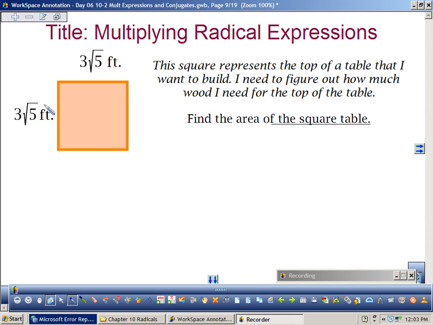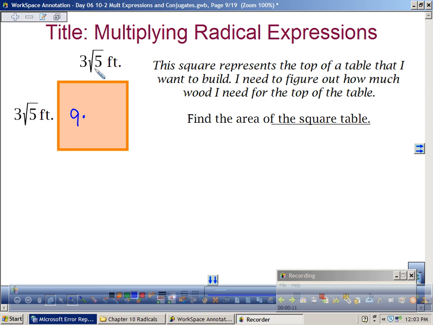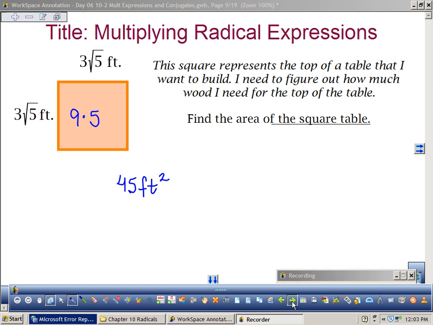Okay, so if I want to find the area of the square, if I'm building a table, I would multiply the size. So 3 times 3 is 9. This is pretty much review. And radical 5 times radical 5 is just 5. So the area of this tabletop would be 45 feet squared.